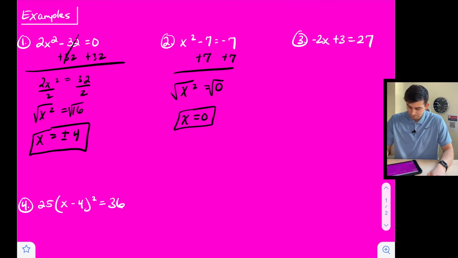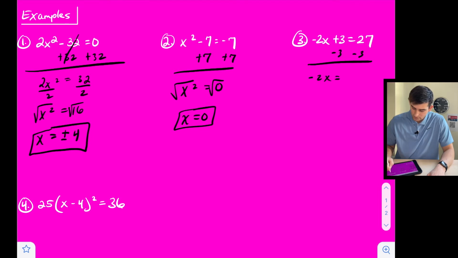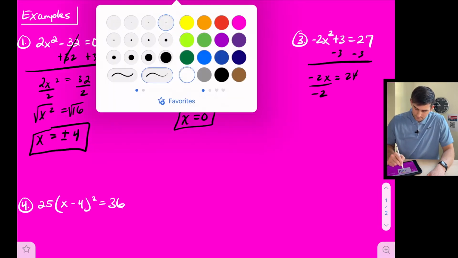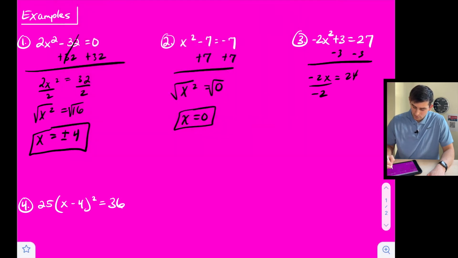All right, number 3, negative 2x plus 3 equals 27. So let's subtract 3 from both sides, and we get negative 2x equals 24. And now we're going to divide. I think we left off our exponent here. This should be negative 2x squared. Let's get that added in there. There we go. All right. So negative 2x squared equals 24, and we're going to divide both sides by negative 2. So now we have x squared equals negative 12.